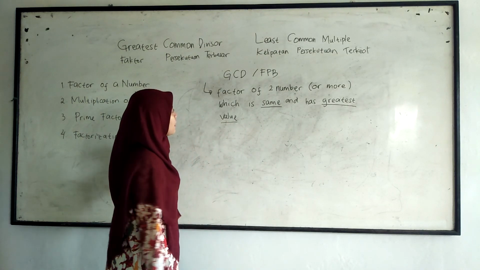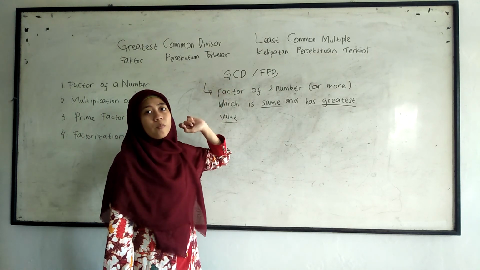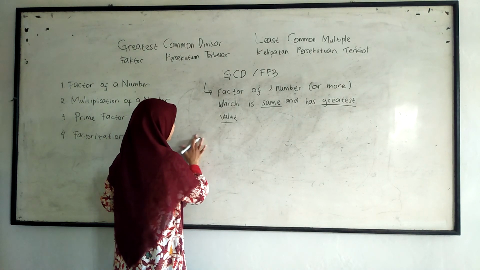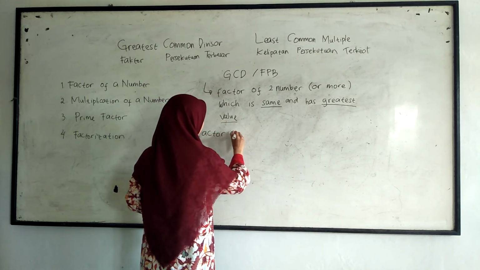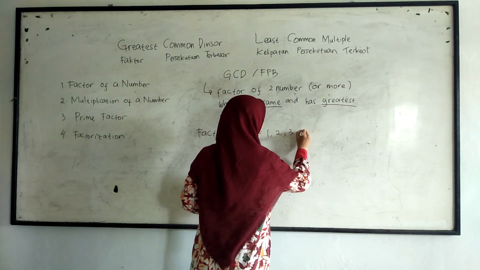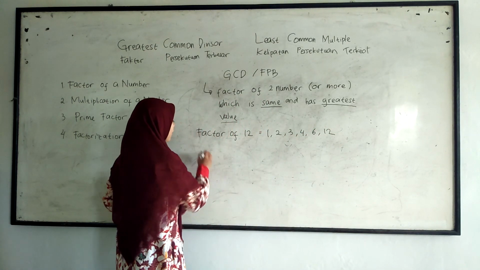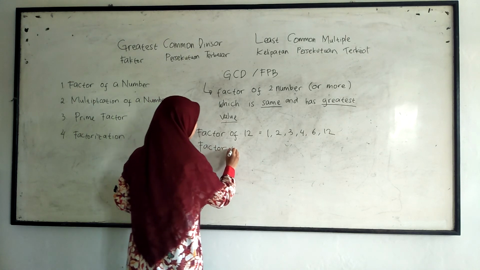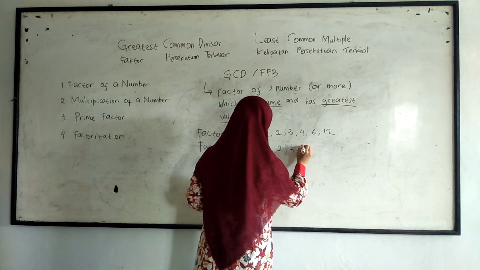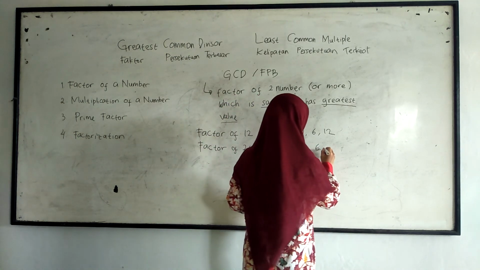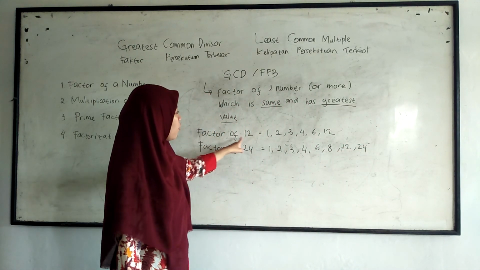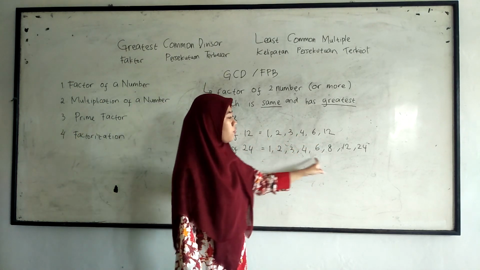Okay, for the example, let's find the GCD of 12 and 24. Factor of 12 is 1, 2, 3, 4, 6 and 12. And then factor of 24 is 1, 2, 3, 4, 6, 8, 12, and 24. Okay, this is factor of 12, and then this is factor of 24.